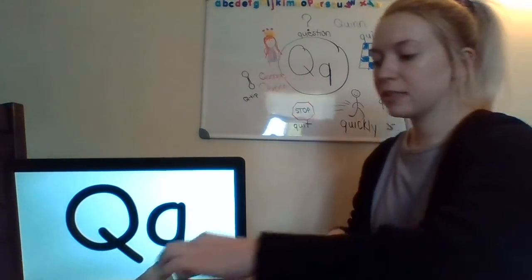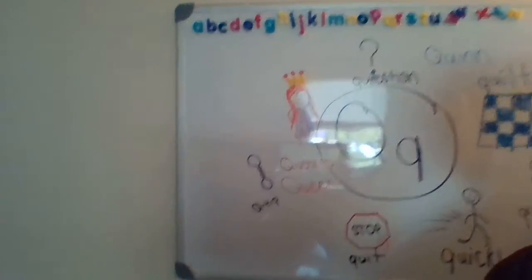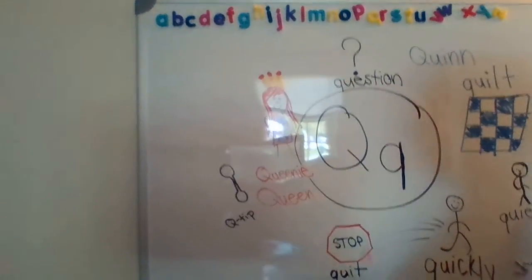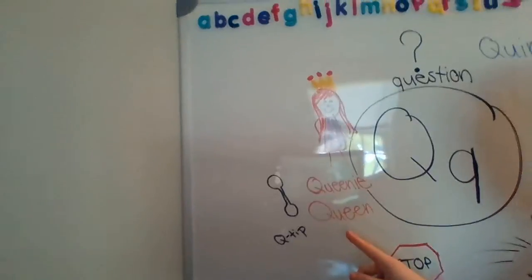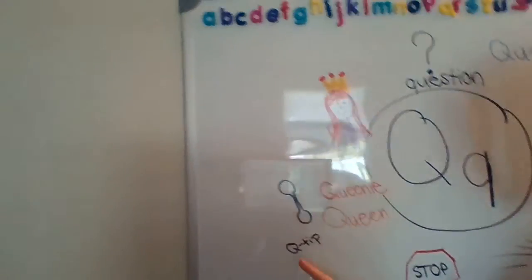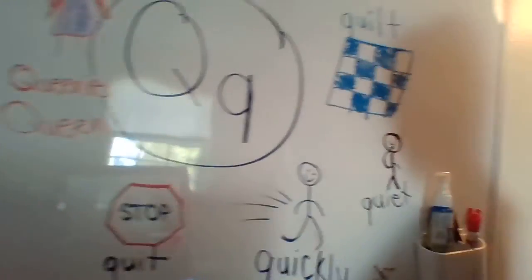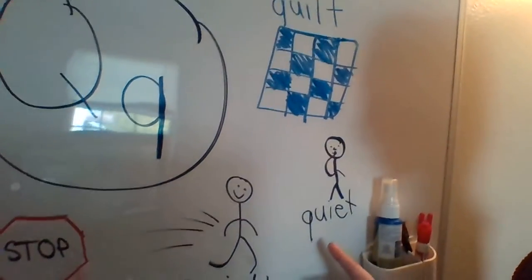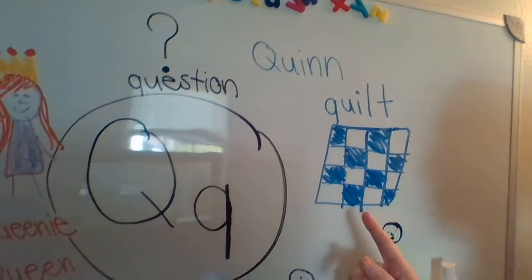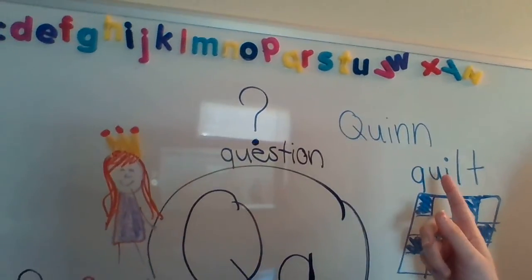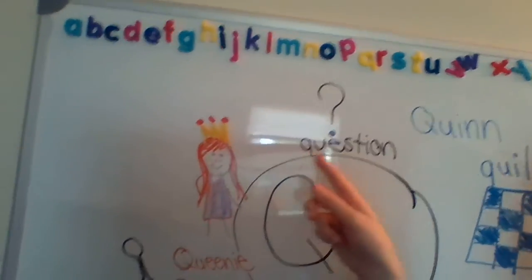All right, so we have lots of Q words. Q is kind of tricky. It's not as easy to come up with Q words as some of our other letters. But we have Queenie Queen, which is kind of hard to see, a Q-tip, quit, a person running quickly, someone saying quiet, a quilt, the name Quinn in Mrs. Luke's class, and question, or question mark.